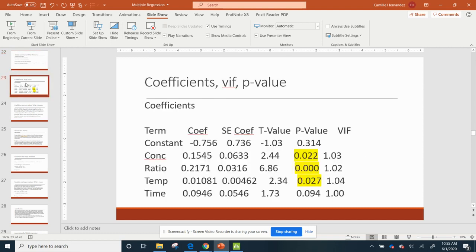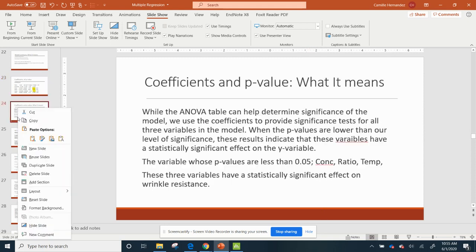Right. So now I'm going to look at my p-values, and again here, if I'm looking at the 0.05 level of significance, all of these would be significant. This time, one would not be significant.